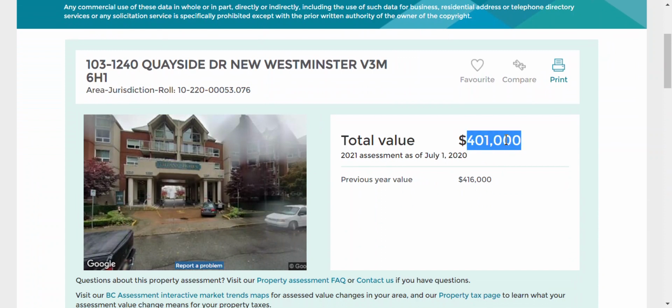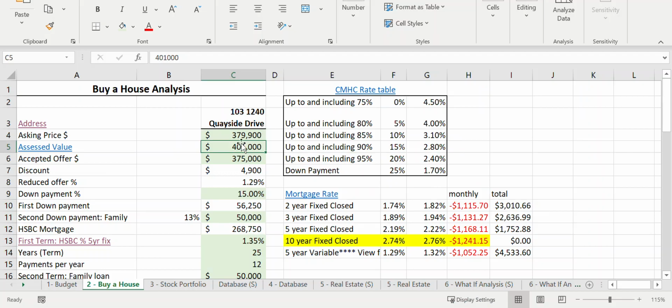So they say, at the time of this recording, it's valued at actually more than they're asking, which is always a good sign. If you're buying a property, you're below what they're asking, or the assessment is, that's a good sign. But there could be a lot of reasons for that.